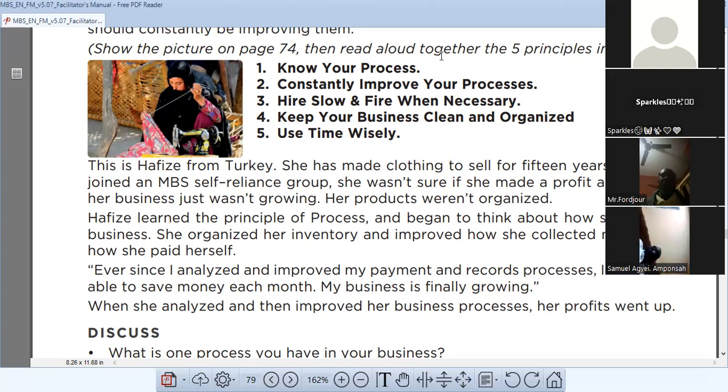She organized her inventory and improved how she collected money and how she paid herself. Ever since I analyzed and improved my payments and record processes, I have been able to save money each month. My business is finally growing. When she analyzed and then improved her business processes, her profits went up.